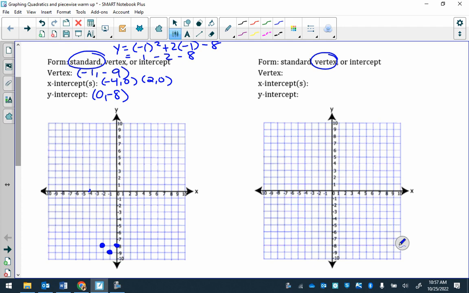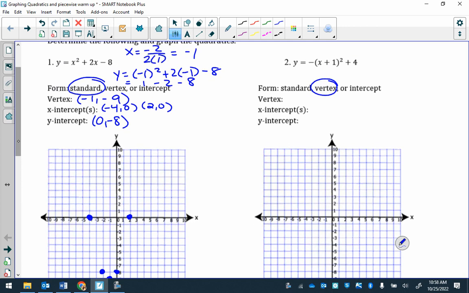Okay. -4, 0, and 2, 0. Anyone find those a different way? Yeah, Jonah. You could factor as well, which we will talk about today. But if you did your table of values, you're good too. Here, we could factor. So x plus 4 and x minus 2. In order to find the x-intercepts, we set equal to 0. So we have x equals -4 and x equals +2, which would be our two x-intercepts.